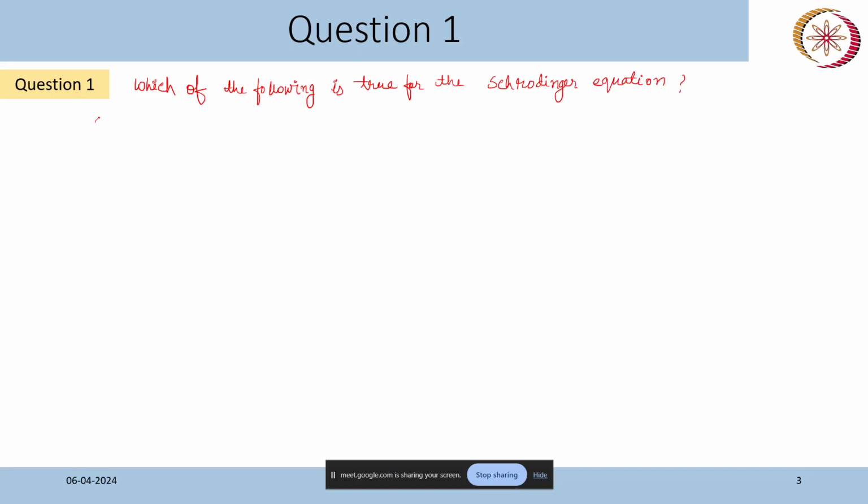So the options are A. It is a classical equation that describes the motion of particles.